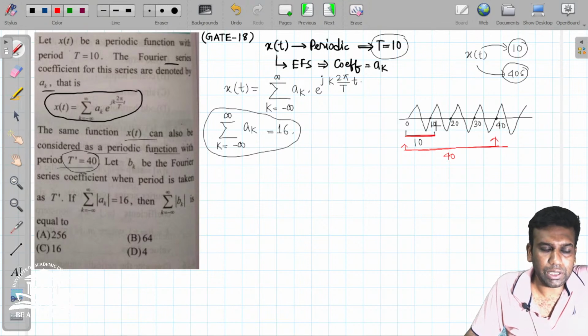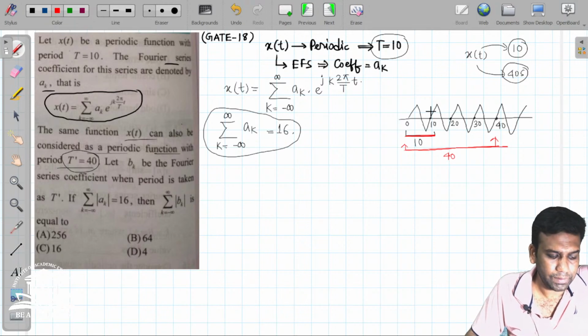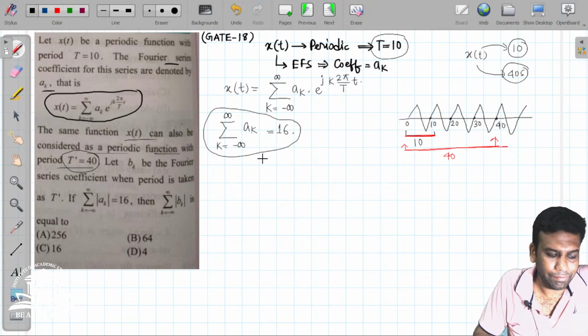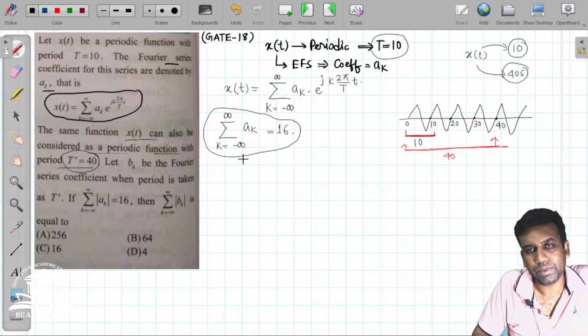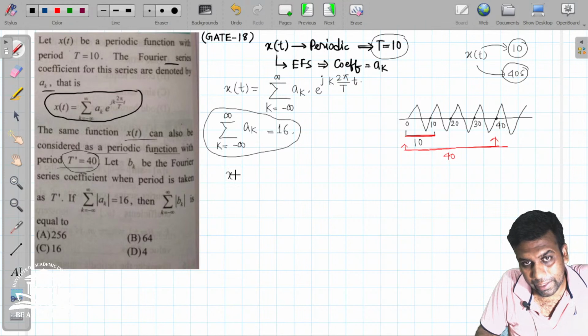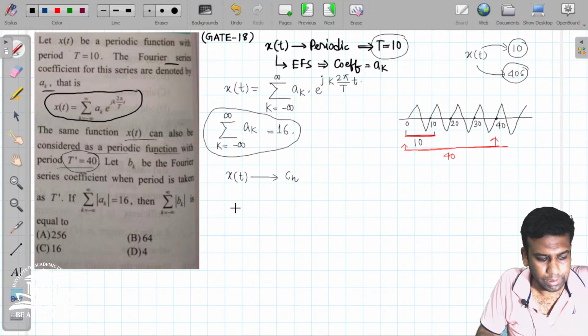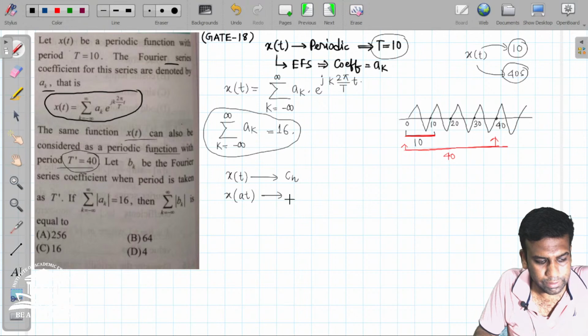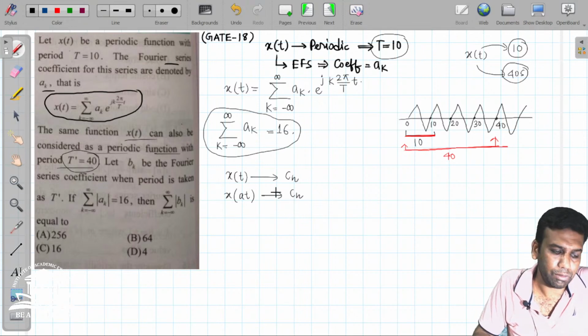So what we are doing is the time scaling property of a signal on the Fourier series. We know that in the Fourier series coefficient, if we apply the time scaling property on the signal, then the Fourier series coefficient will have no change. So if we have x(t) with the Fourier series coefficient Cn, and we do the time scaling, that is x(at), then the Fourier series coefficient will also be Cn. There will be no effect.